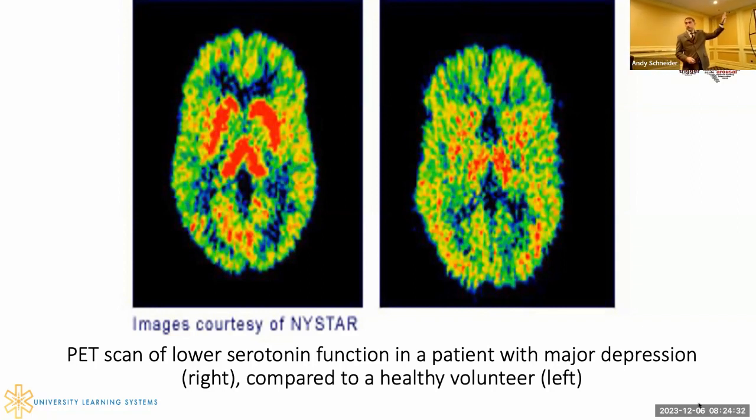I've been using this picture for almost 15 years now, maybe longer. It basically shows your serotonergic function and how it compares between the left, which is a healthy brain, versus the right, which is somebody with major depression. So you can see here in the cortical area, there's less activity, and you can even see some of your wider gaps.